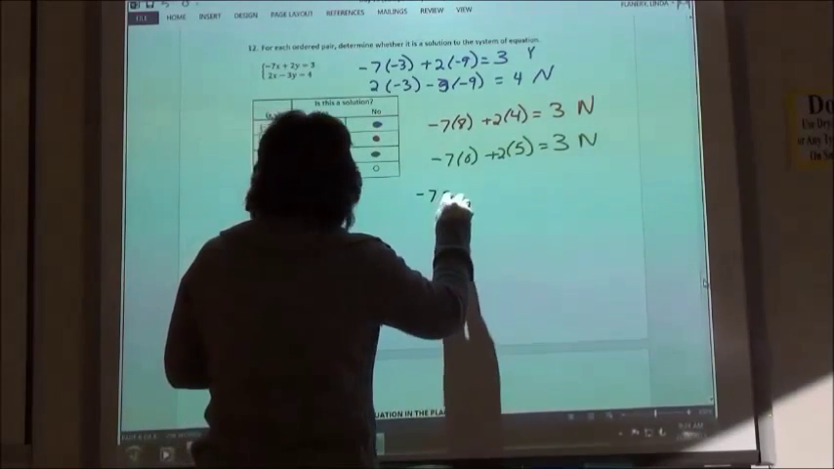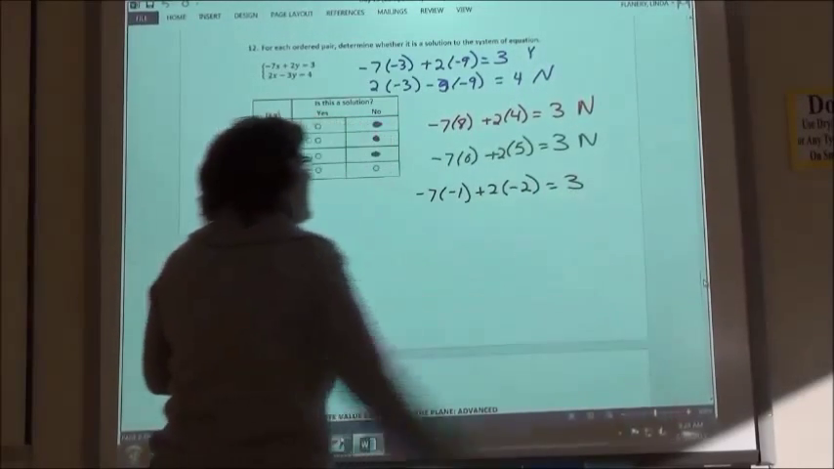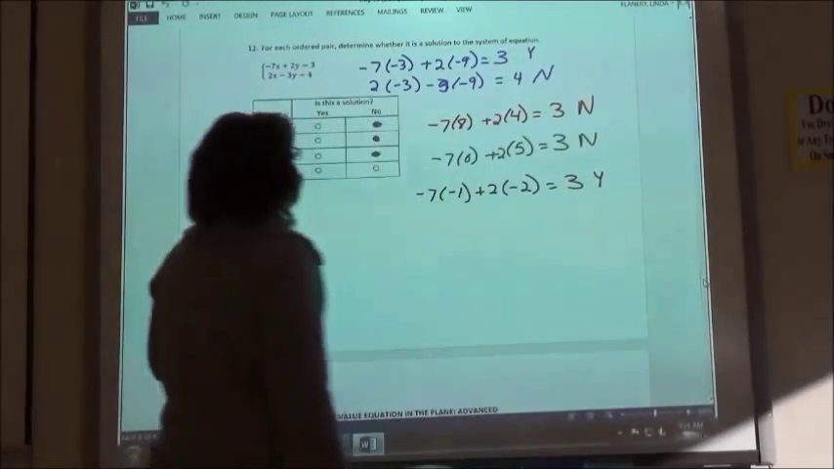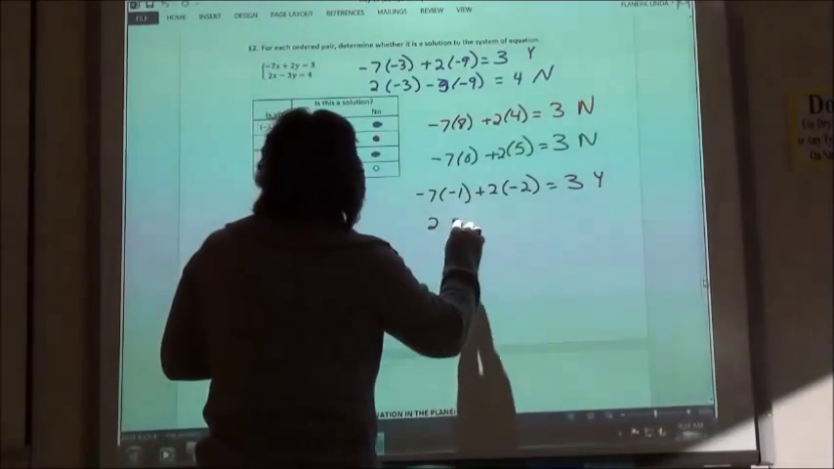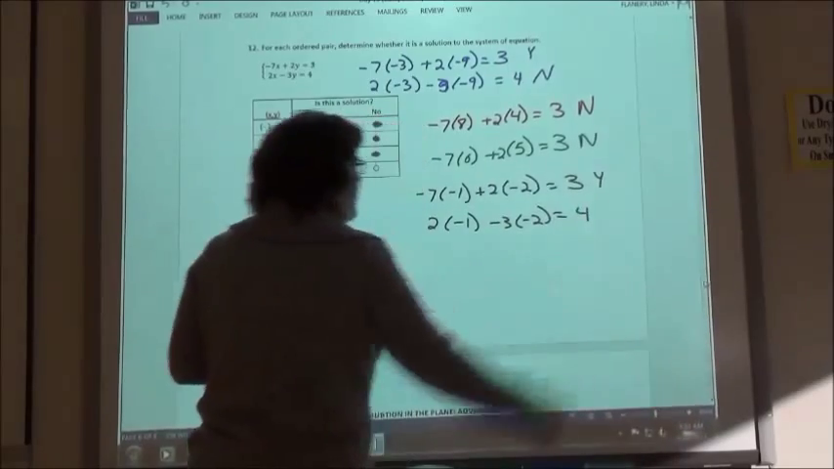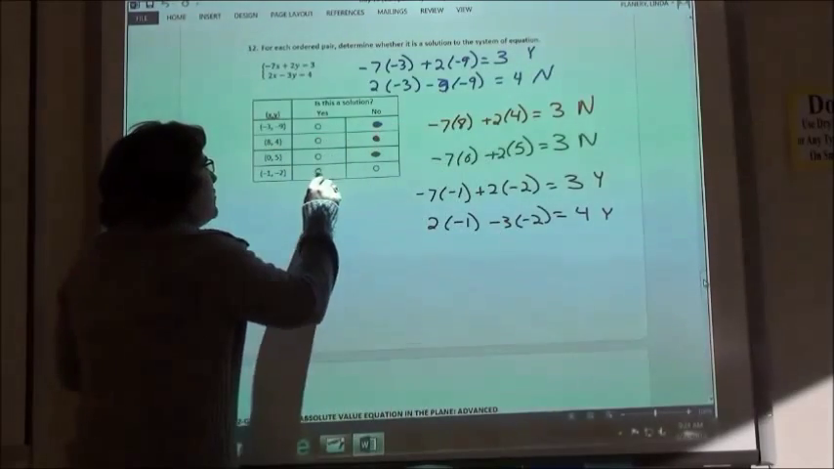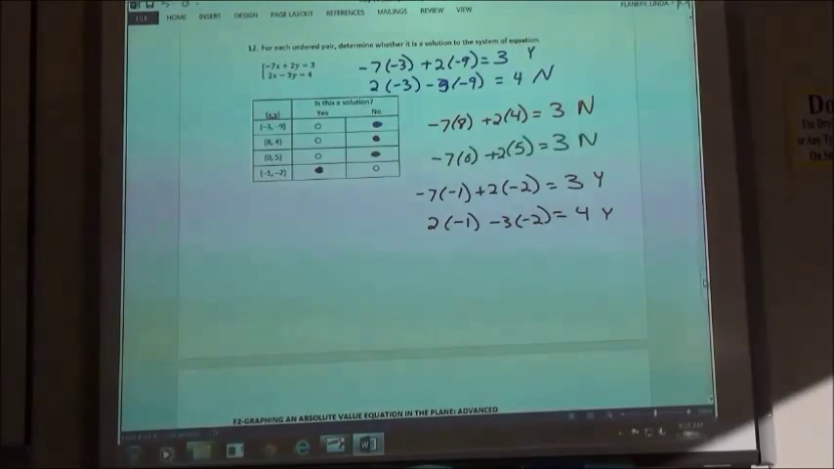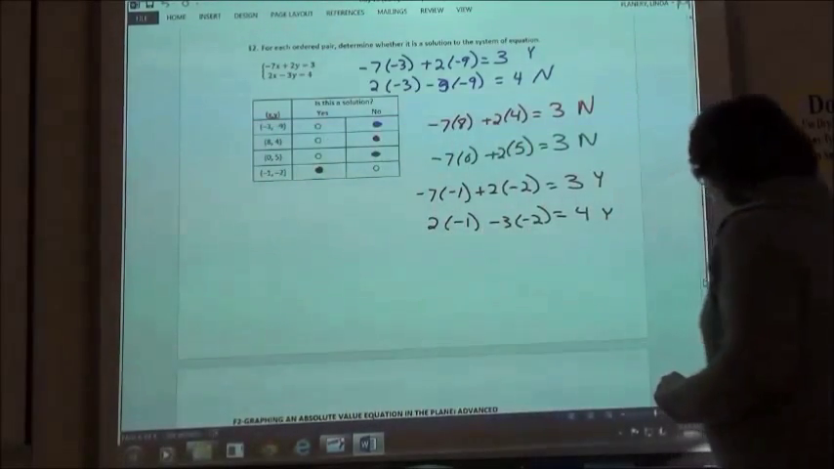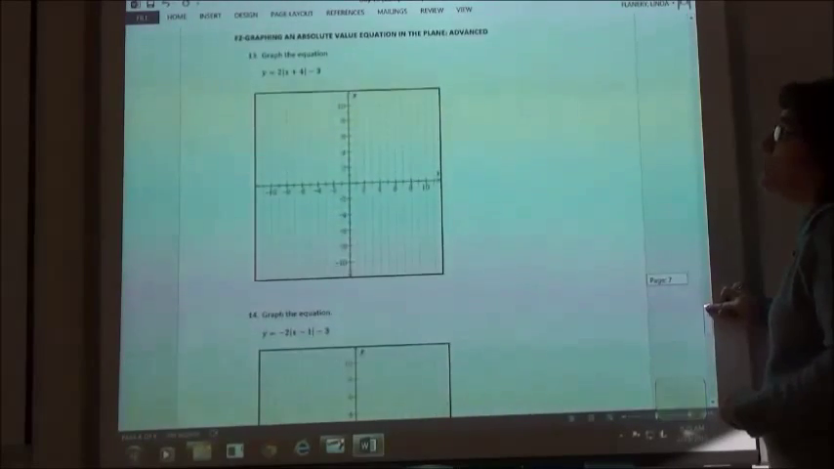So negative 7 times negative 1 plus 2 times negative 2, does that equal 3? Yes. Yep, it works on that one. So that means we've got to check our second equation. 2 times negative 1 minus 3 times negative 2, does that equal a positive 4? Yes, it does. I got a yes for both of them, so then I can mark yes for that system of equations. And the last three on the chapter are graphing absolute value ones.